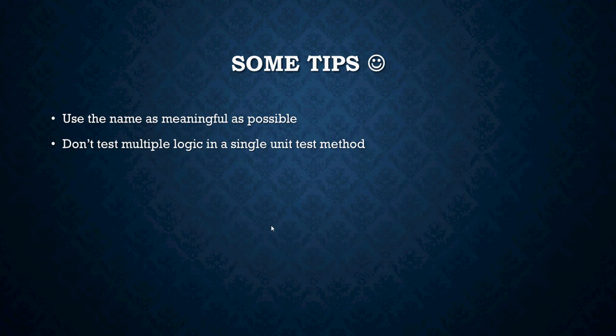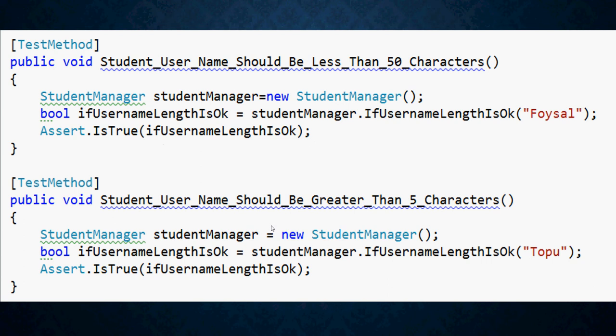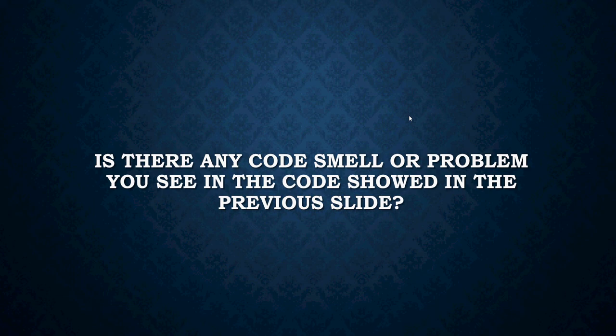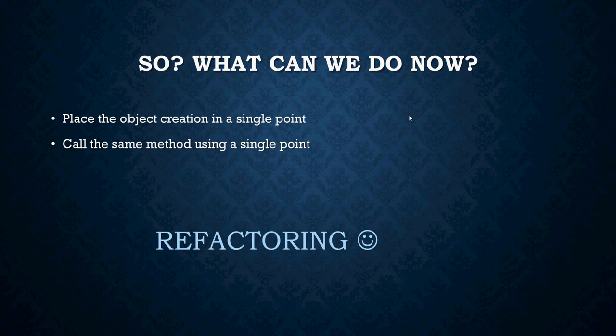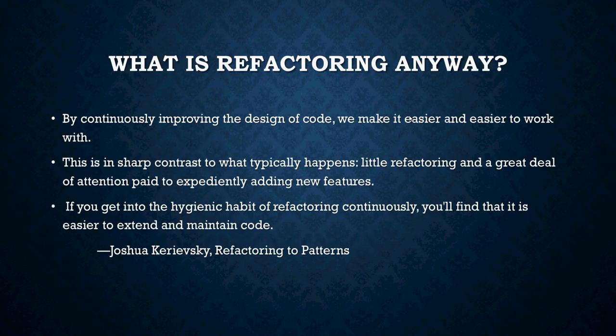So tip one: use names as meaningful as possible. Don't test multiple logic. These are another two methods. As you can see, each of the methods is expressing the intent, not the implementation details. There is a smell I got here, that is code duplication. So how can I fix that?